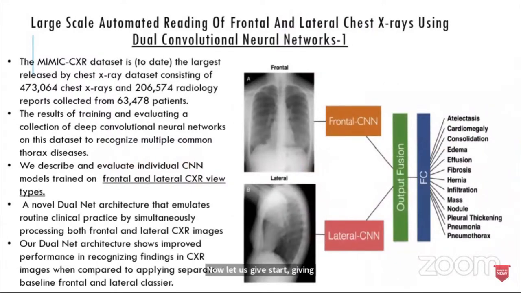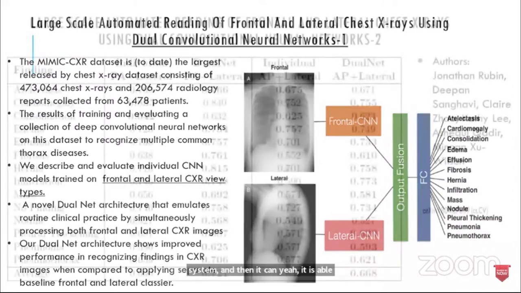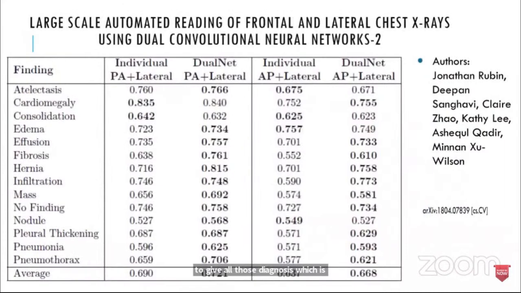Of, say, large scale automated reasoning, and it's called a dual convolutional network. If you give the X-ray, now this I think is one of the biggest networks, where more than 4.7 lakh X-rays were there. It was for chest X-ray, so frontal and lateral view is given, and then it goes into a DNN system, and then it is able to give all those diagnoses. And if you can see the success rate of, say, individual compared to the dual net is almost comparable.